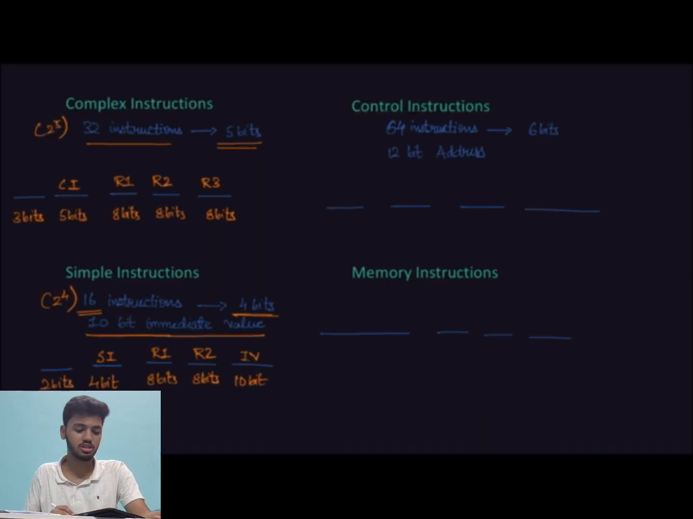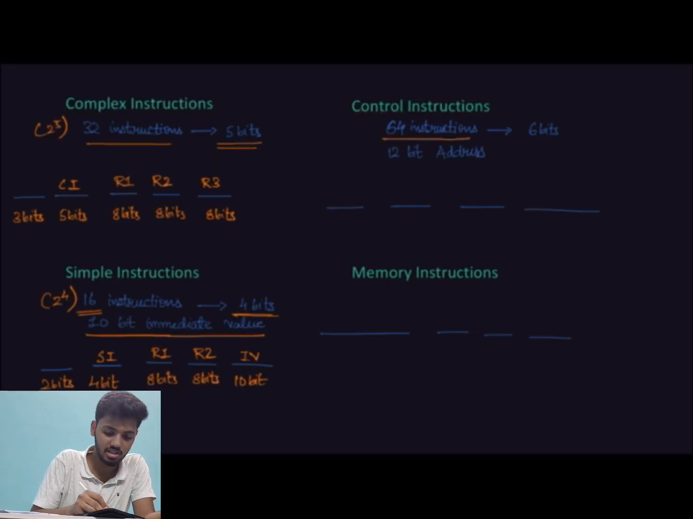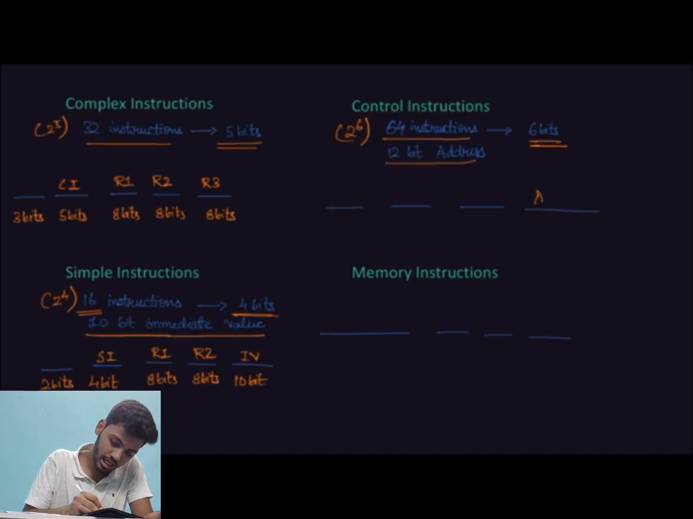Now coming to control instructions. There are 64 control instructions, so they will require 6 bits, as 64 is 2 power 6. A 12-bit address is also present. So let us write the address here. It will be of 12 bits. There is also one register operand, R1, let's say, of 8 bits, and these 6 bits for control instructions. After all of this, we will be left with 6 more bits.